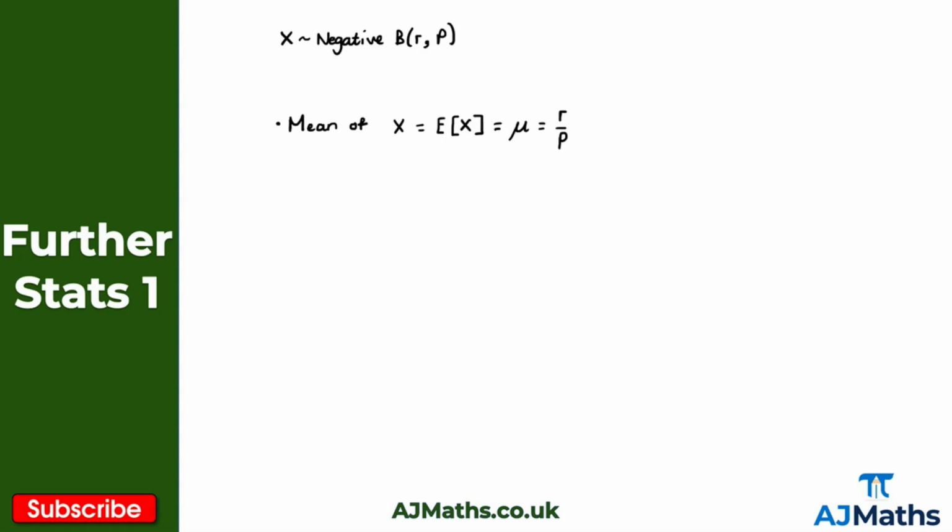So what about the variance now? The variance of this random variable x, again, let's write this down in full. So this is Var x, and we can use the Greek letter sigma, so sigma squared, because it's the variance. This is equal then to r times 1 minus p, all over p squared. And there we have it.